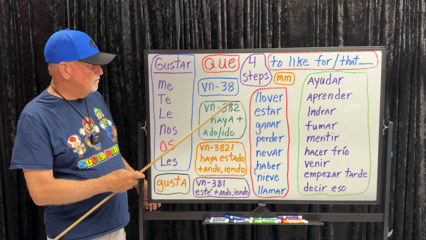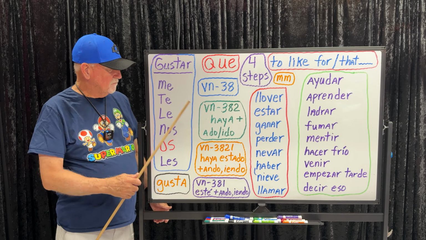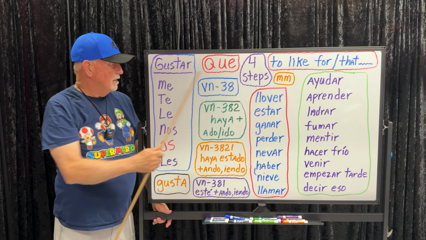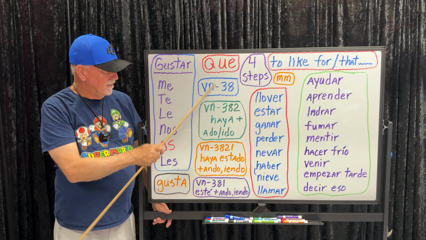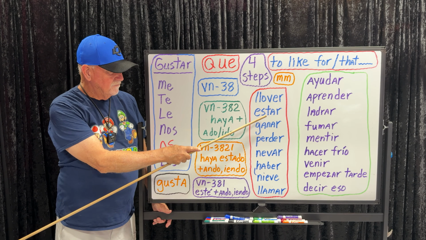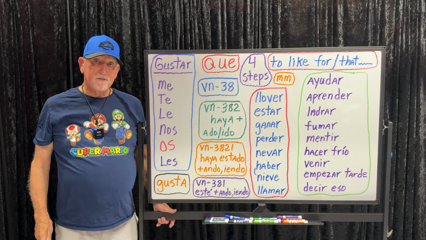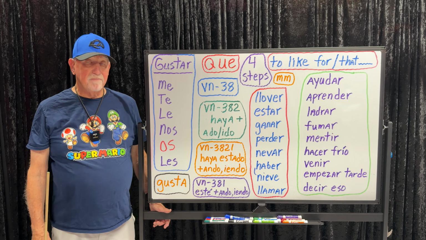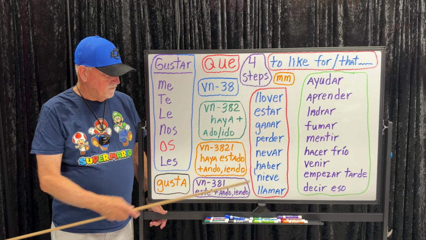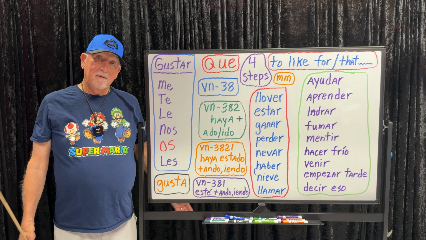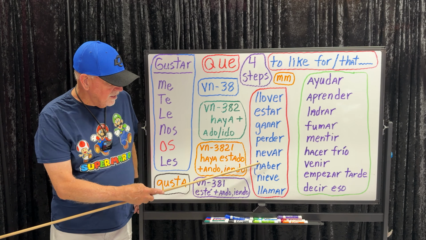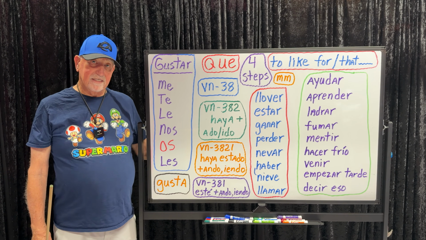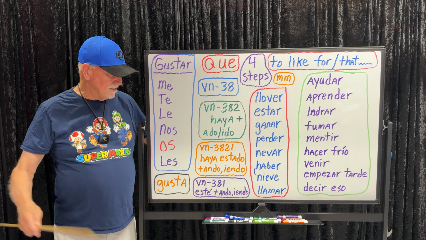All right, let's go here with estar. I like for you to be here. Me gusta que estés aquí. I like for us to win. Me gusta que ganemos. I don't like for us to lose. No me gusta que perdamos. Nevar. I like for it to snow. Me gusta que nieve. I like for there to be snow. Me gusta que haya nieve en las montañas para sacar fotos muy lindas.